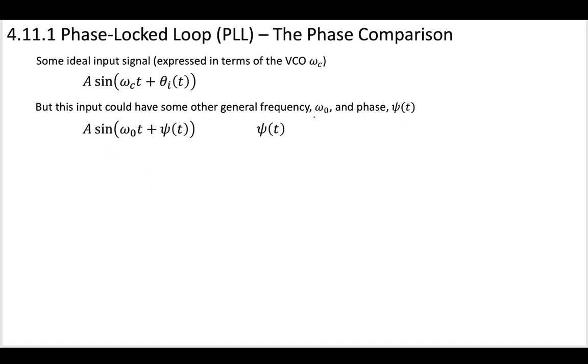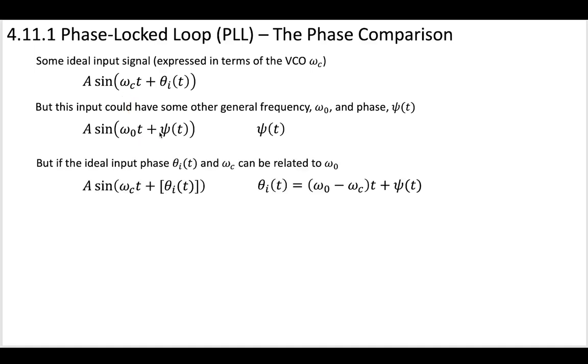psi t. So we could also express it using some general frequency and some general phase, where this is not the same as what the VCO free running frequency is, and the phase may not match either. But we could relate the ideal input phase to the free running frequency of our VCO.